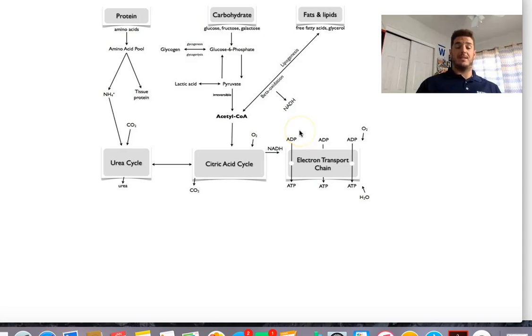We have 36 total ATP produced per one molecule of glucose for aerobic capacity, and then for anaerobic capacity, there are 2. So there we have it today. We broke down the 2 different energy pathways for production of ATP.